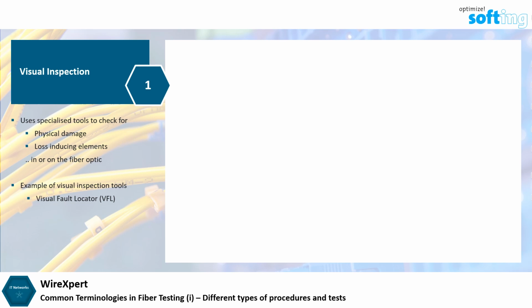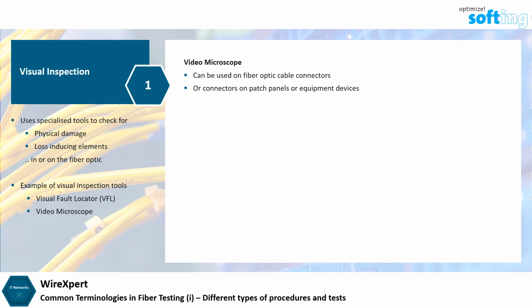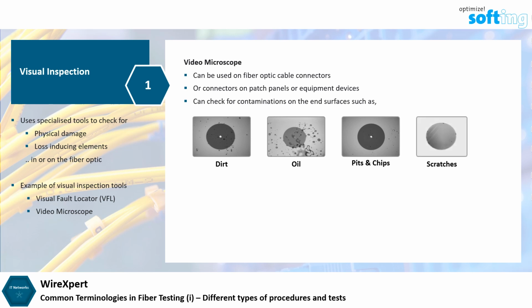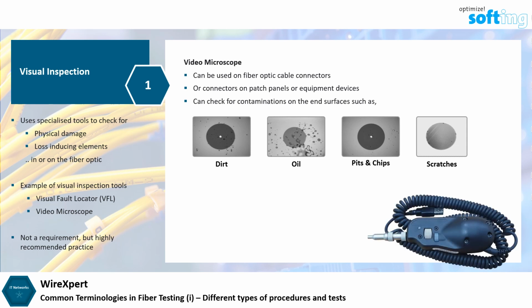Another example of the visual inspection tool is the video microscope. When coupled with the correct tip, it can be used on fiber optic connectors, or the connectors on the patch panels or equipment devices. The video microscope can check for contaminations on the end surfaces such as dirt or oil, pits and chips, and scratches. Performing a visual inspection with a microscope is not a requirement but is a highly recommended practice, as it prevents contamination before any installation is carried out. An example is the video microscope by Softing.